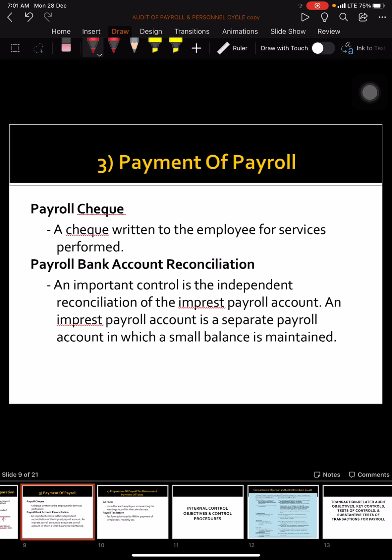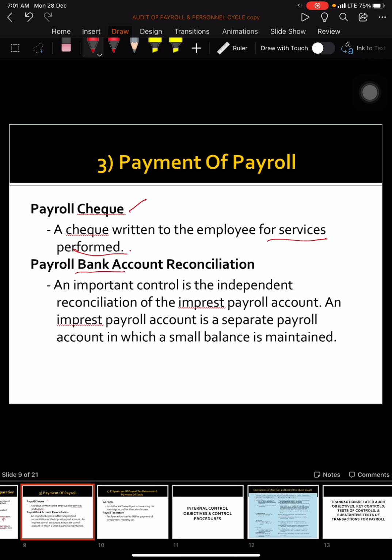It is a payroll check. It's a check to pay for the salary or wages, a check returned to the employee for the service performed. So it depends on the company. Sometimes they are given a check, sometimes they will see a bank transfer from the account. So it depends on the situation.